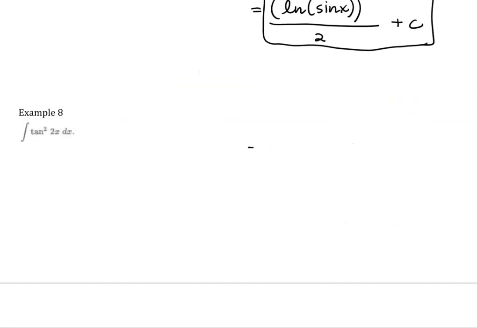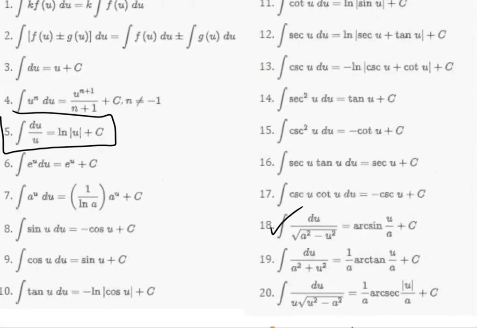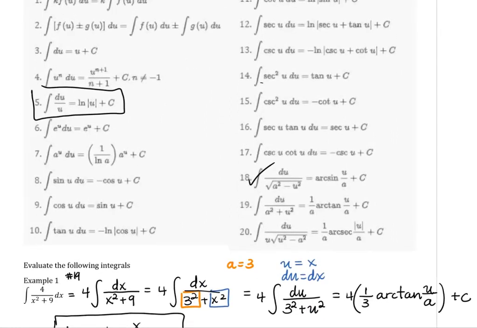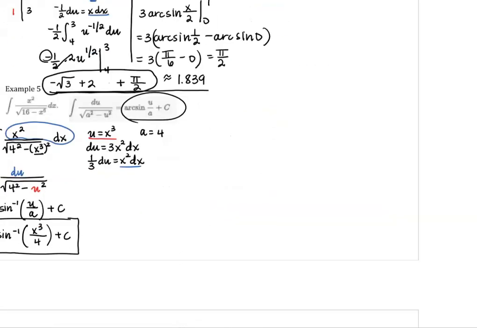And then our last example, example 8, tangent squared 2x. In integrating tan squared, this probably does show up here, because we know that the derivative of secant is tan squared. No, excuse me, sorry, I misspoke. The derivative of tangent is secant squared. The derivative of secant is secant tangent. So that's not going to show up on here, which is the point. We have a secant squared and a cosecant squared rule, but we don't have a tangent squared rule.